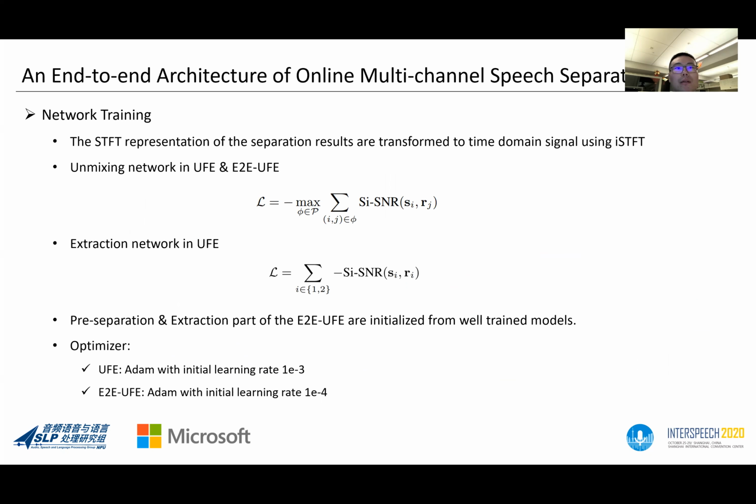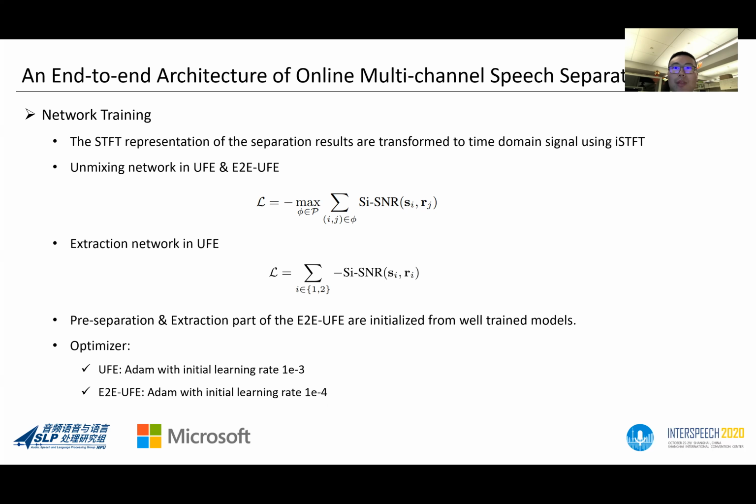We use SISNR as the objective function, so all the STFT representations of the separation results are transformed to time domain signals using inverse STFT. For the unmixing network in UFE and the E2E UFE, the loss function is written in permutation invariant form to solve the permutation problem during the training. For the extraction network in UFE, we simply sum up the loss of each speaker together because there's no permutation issue here.